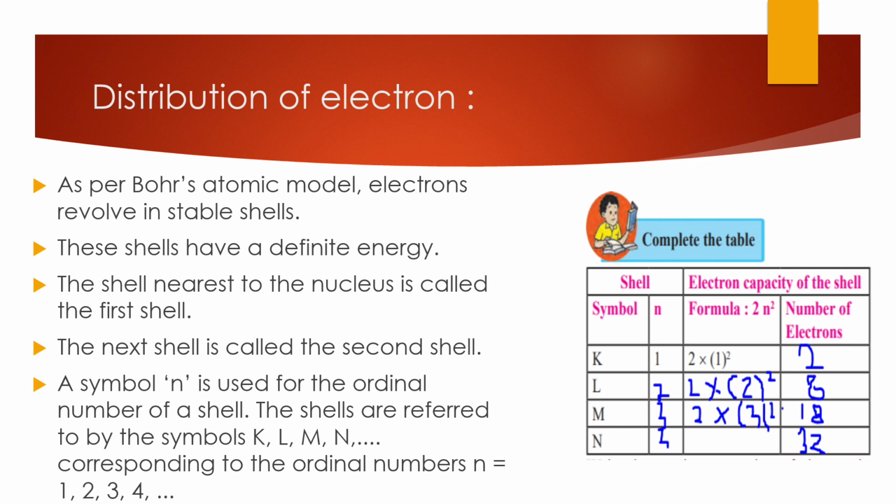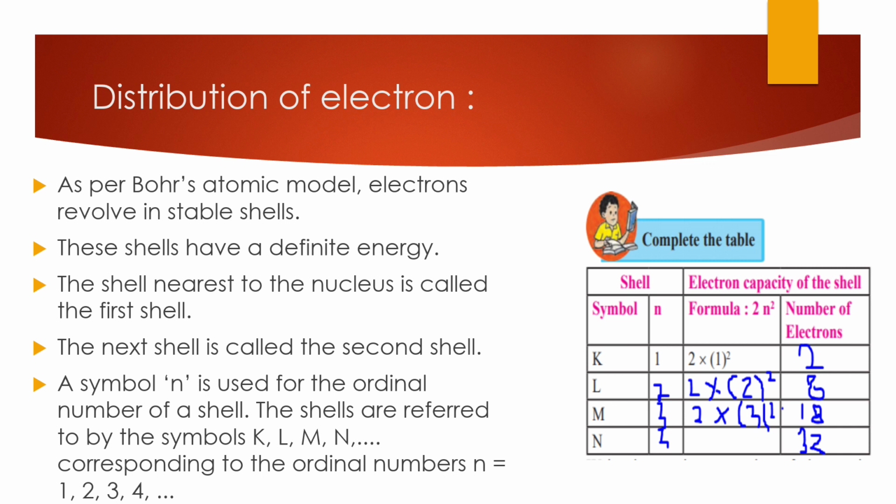Now you have to solve further. The second shell is the L shell. It is the second shell from the nucleus, so n is equal to 2. Now you have to put this value in the formula 2n square. So 2 into 2 square. 2 square is 4 and 4 into 2 is 8. So a maximum of 8 electrons can be accommodated in the L shell.